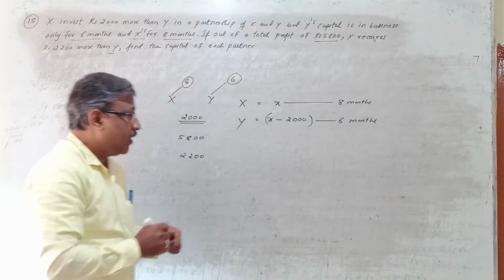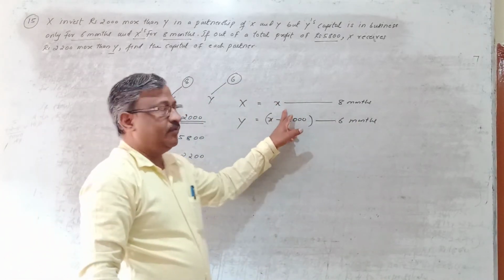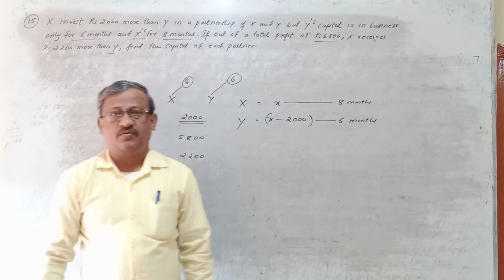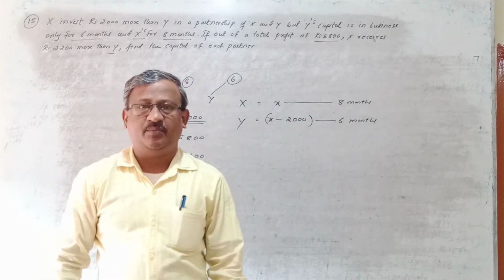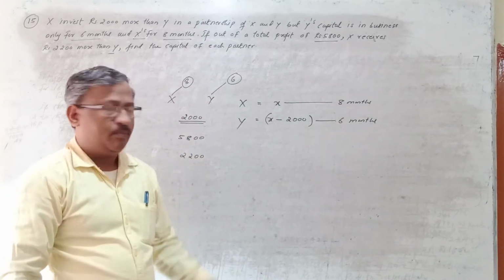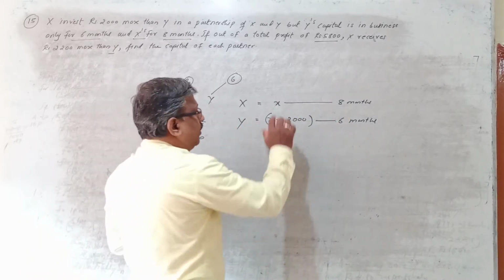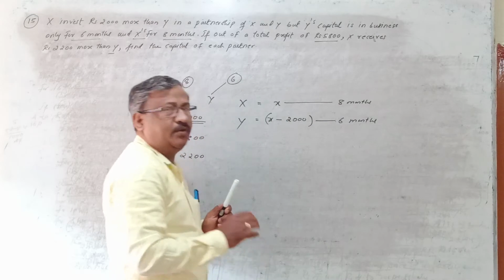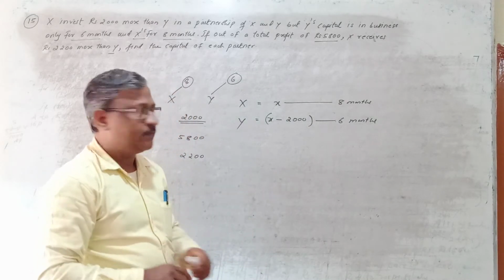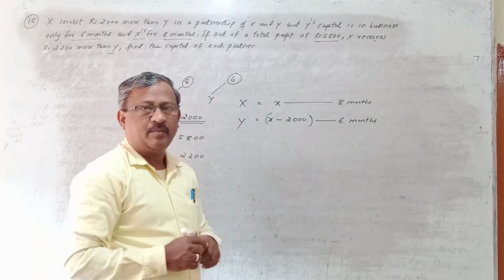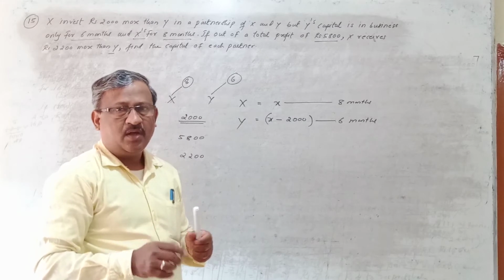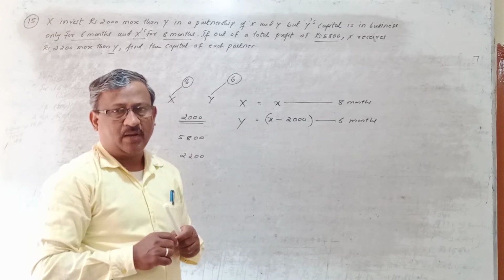Means what we do, whatever capitals are given for unequal time. From the given capital for unequal time, we bring the capital to an equal time by multiplying capital by time, right? So we know here X has invested his capital only for 8 months, so you have to multiply by 8 months, and Y's capital you have to multiply by 6 months. Like this we multiply and we bring their capital to an equal time, right?